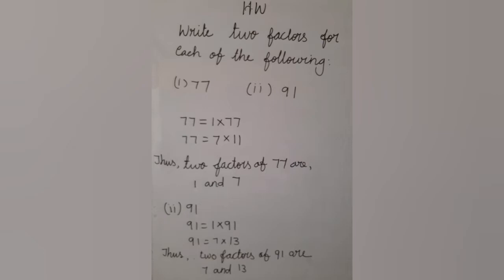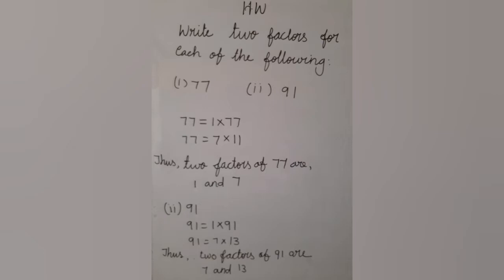Now, second question, 91. 91 is equal to 1 into 91 and 7 table, 7 into 13. 13 table also, isn't it? 13 into 7. What are the factors? We need only two factors, so we can write 7 and 13. Otherwise, 1 and 91. Otherwise, 91 and 13. Any two factors we can write.